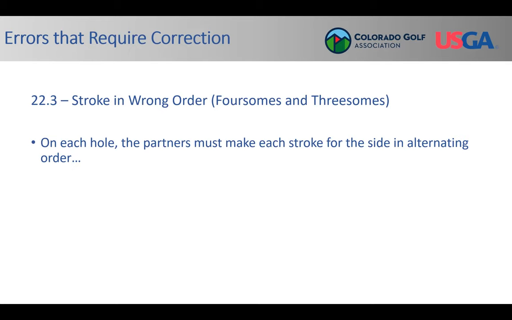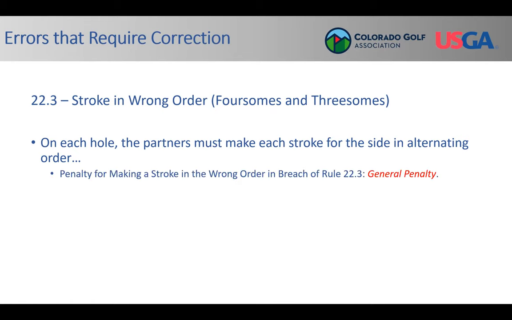The last error that requires our correction is going to take place in foursomes and threesomes, so a form of play where we are alternating strokes with a partner. The basis of alternate shot, or foursomes, is that we have to make alternating strokes with our partner. If we don't make alternating strokes, if we play twice in a row, or if we play when it's not our turn to make a stroke, that's going to be an error, and we're going to have to do something about it. So on each hole, we have to make those strokes alternating between partners on the side.